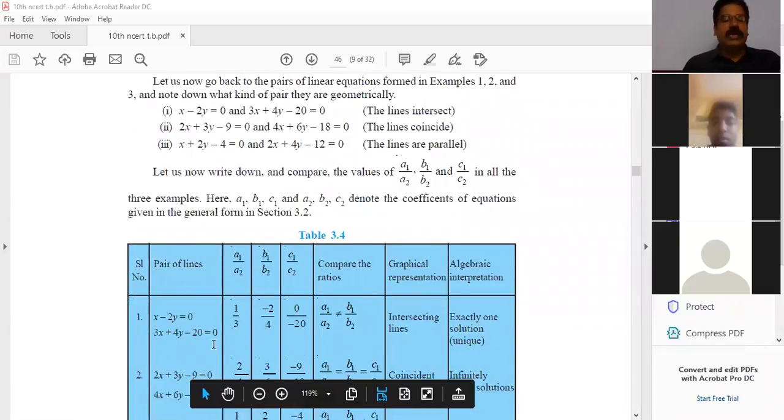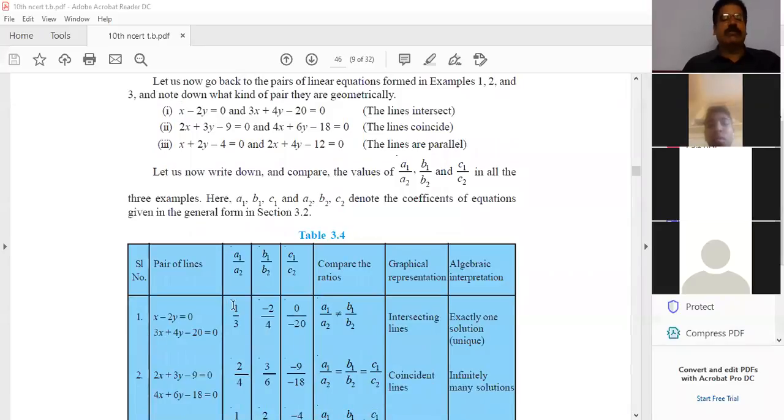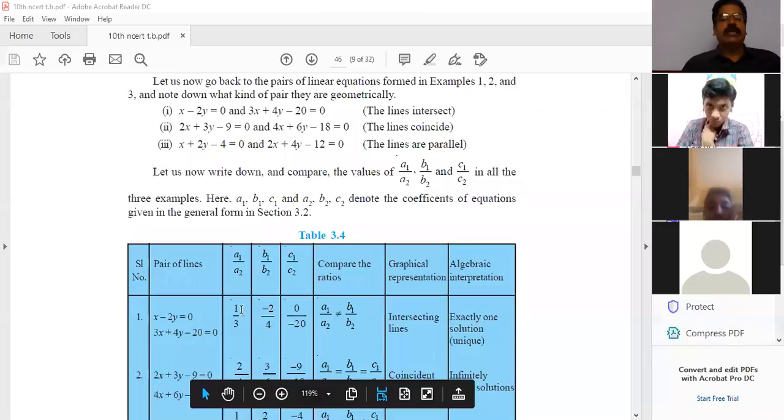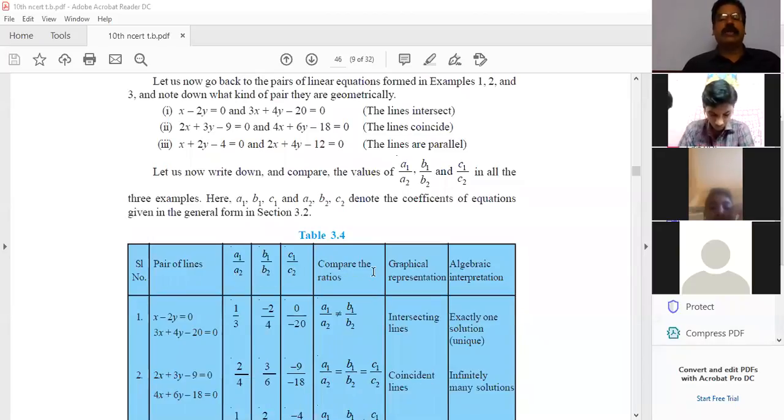You see, I took x minus 2y equal to 0 and 3x plus 4y minus 20 equal to 0. Here a1 by a2: a1 means the x coefficient, 1, and a2 means the x coefficient in the second equation, 3. So a1 by a2 means 1 by 3. Next, b1 by b2: b1 is minus 2 and b2 is plus 4, so minus 2 by 4 means minus 1 by 2. c1 by c2 means 0 by minus 20. These are the fractions you have to find: a1 by a2, b1 by b2, c1 by c2. Then compare the ratios.